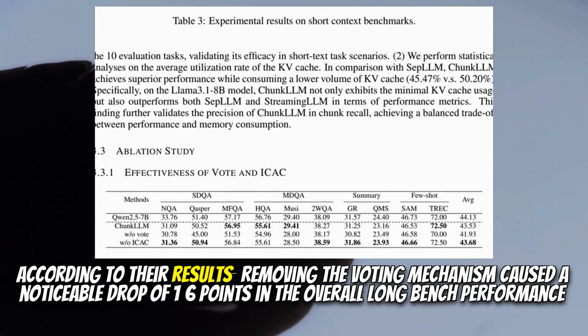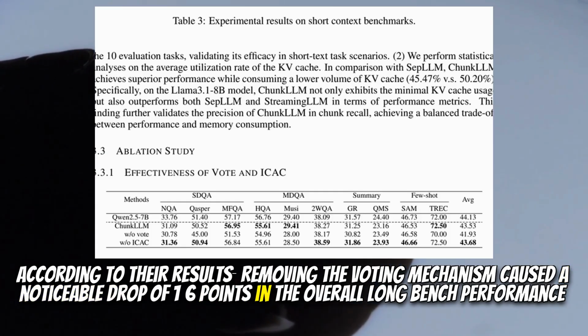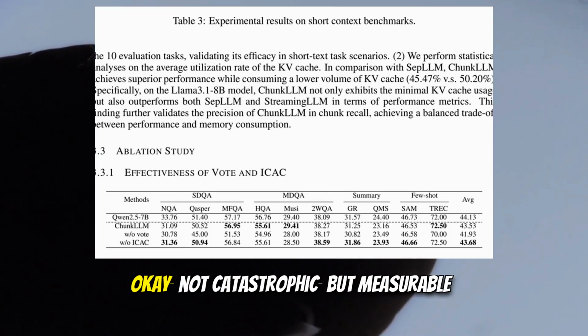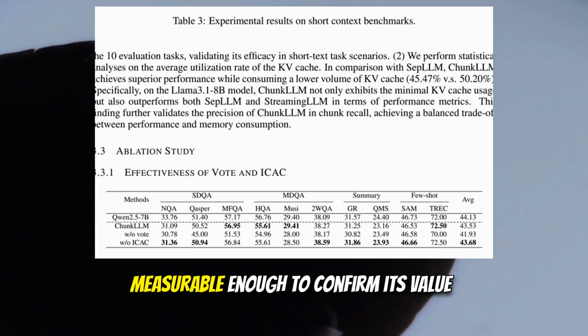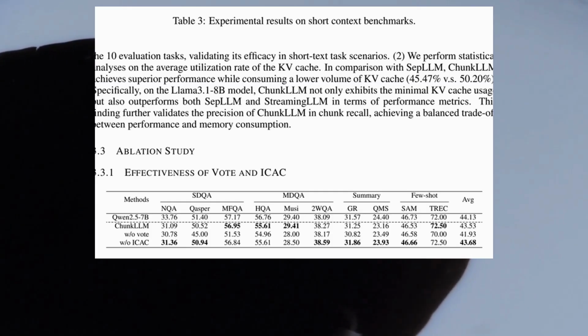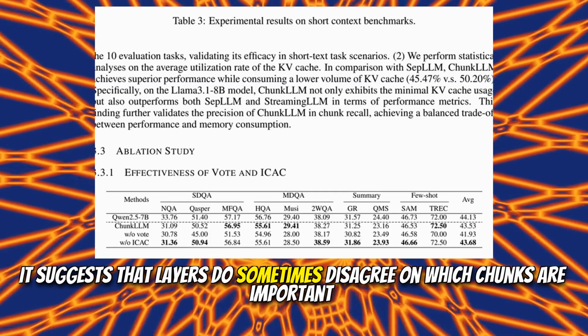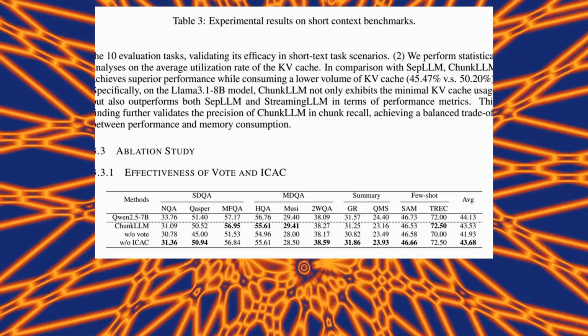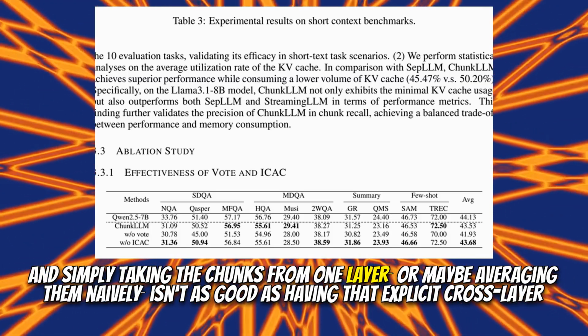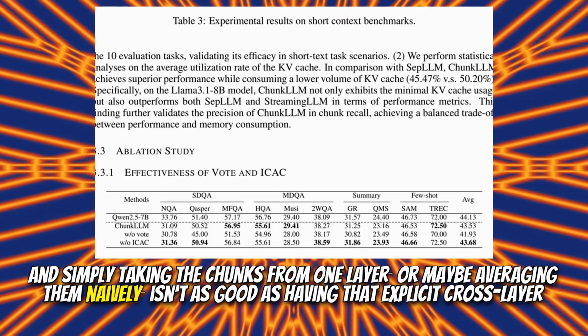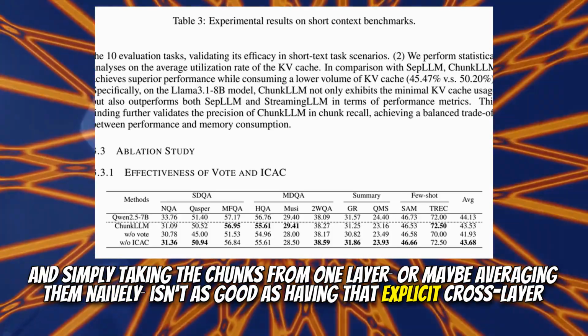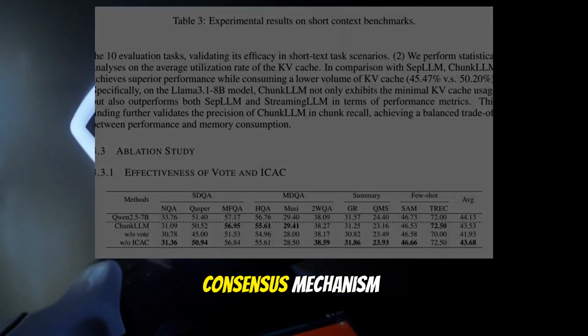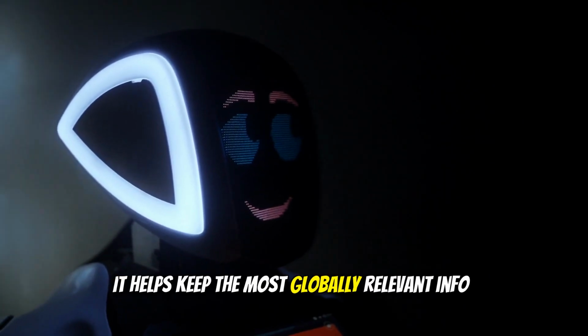According to their results, removing the voting mechanism caused a noticeable drop of 1.6 points in the overall LongBench performance score. Okay, not catastrophic, but measurable. Measurable enough to confirm its value. It suggests that layers do sometimes disagree on which chunks are important. And simply taking the chunks from one layer, or maybe averaging them naively, isn't as good as having that explicit cross-layer consensus mechanism. It helps keep the most globally relevant info.